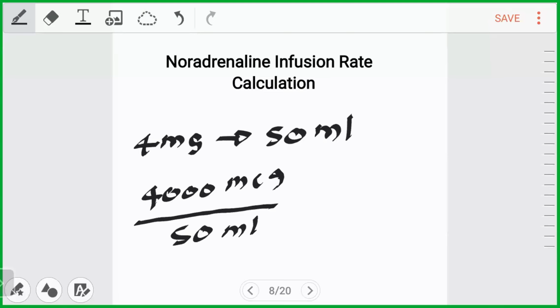Right? It means you have 4000 microgram in that 50 ml. So how many micrograms in 1 ml? Right, 80 microgram in 1 ml, right? This is the preparation that you already have, right?